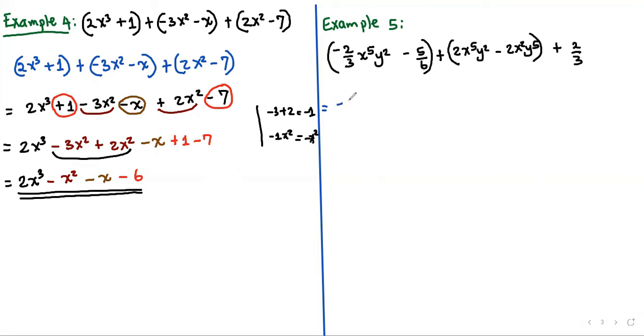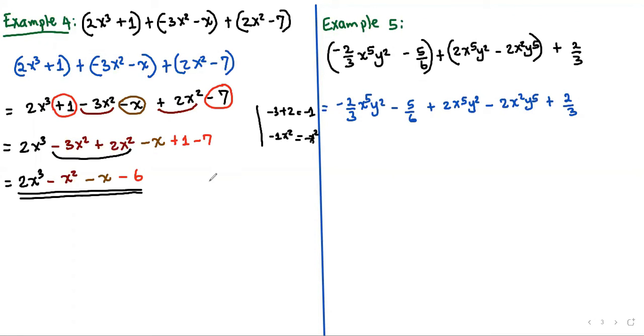So let's have negative 2 out of 3 x to the power of 5 y squared minus 5 out of 6. Here we are just removing the brackets. Plus 2x to the power of 5 y squared minus 2x squared y to the power of 5 plus 2 out of 3.